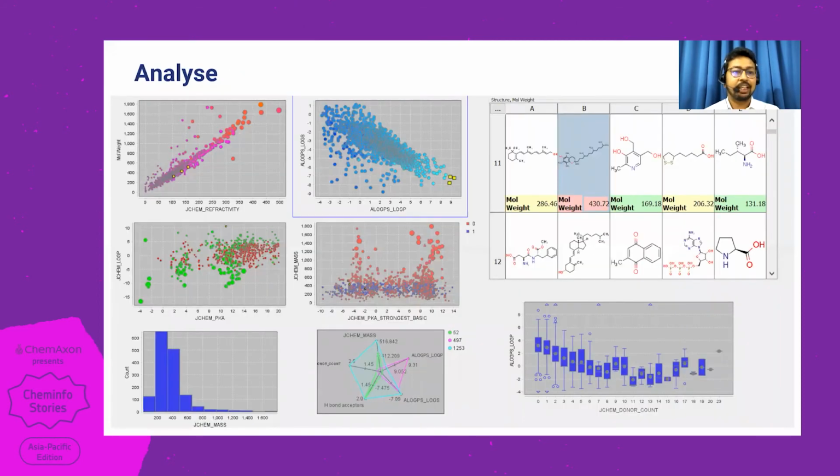Now, the next part is analysis. As you can see, Instant JChem provides a lot of analysis tools. Over here, I have intentionally plotted 4 scatter plots. In each of these scatter plots, there are 4 fields. You can see 2 fields on the X and Y axis. One field is represented by the size and the other field is represented by the color. So in just these 4 scatter plots, you can see that I am looking at 16 different fields. So the analysis becomes much easier.